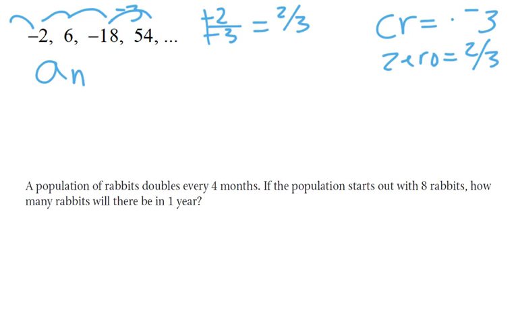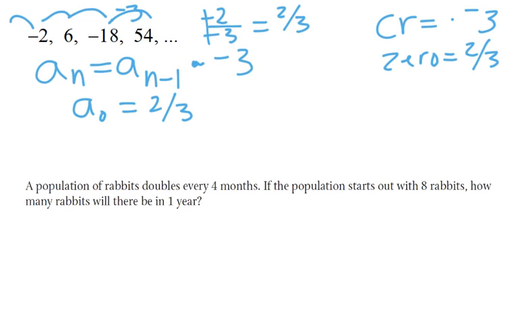So my next number, a sub n, equals my previous number, a sub n minus 1, times my constant ratio of negative 3. That's the pattern. Where does the pattern start? My a sub 0, my 0 term, is definitely 2/3.